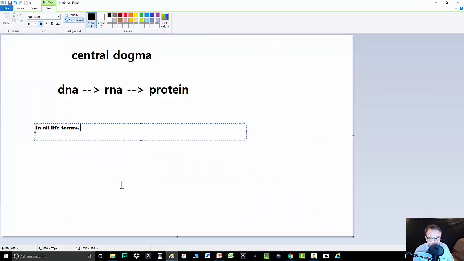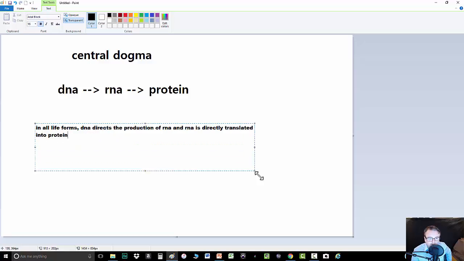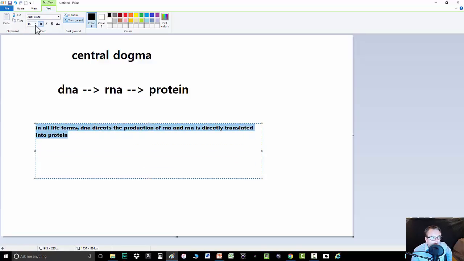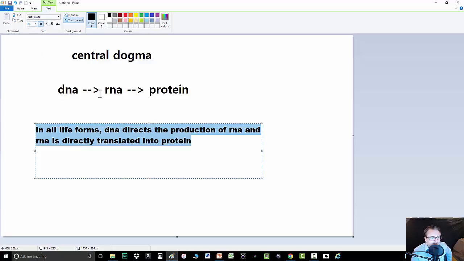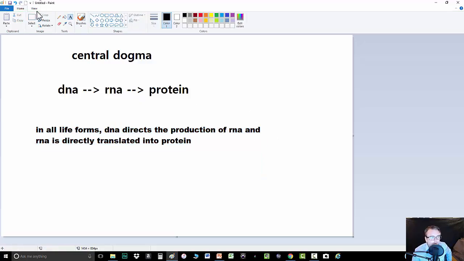In all life forms, DNA directs the production of RNA, and RNA is directly translated into protein. That's not the textbook definition, but that gives us an idea of what I'm talking about here. So this is a fundamental property of life in that DNA is used to make RNA, which is then used to make protein.